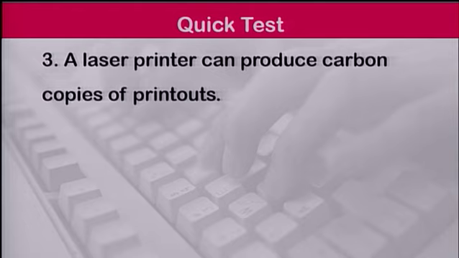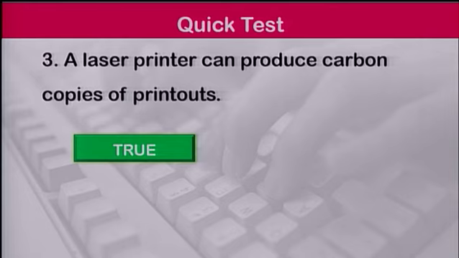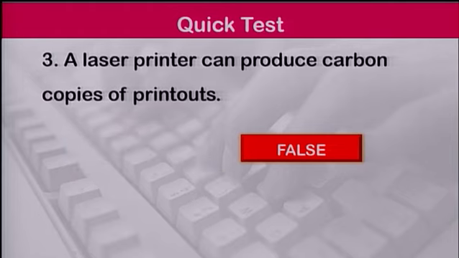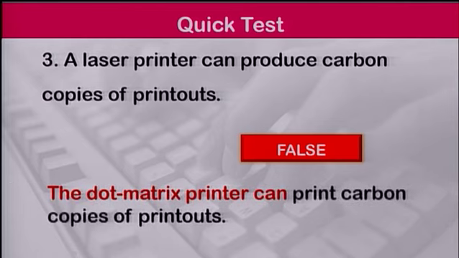A laser printer can produce carbon copies of printouts. True or false? The answer is false, as it is the dot matrix printer that can print carbon copies of printouts using special paper.